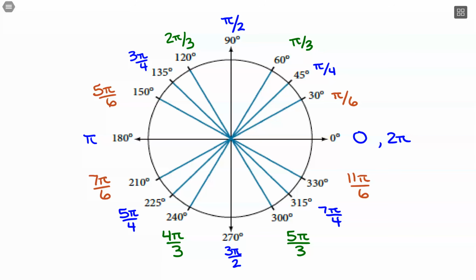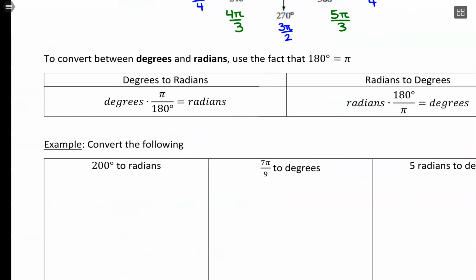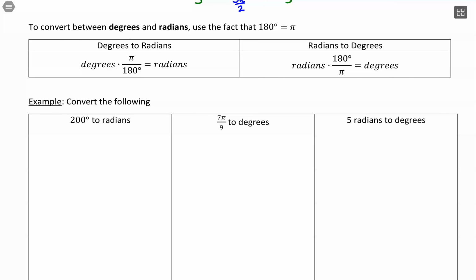I highly recommend practicing what I just did there. I know I went through it quickly, but take your time with it and just really visualize how those angles relate to each other and their values in radians versus degrees. Now, actually converting degrees to radians, we're going to use these two formulas. Degrees to radians, you use pi over 180 to convert.